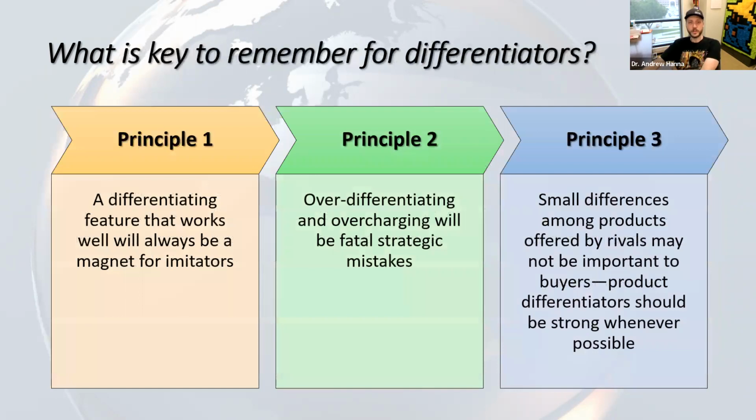So just some quick things we want to make sure that we really remember if we're going to be choosing some sort of differentiation competitive strategy approach. Our first principle to keep in mind: differentiating features that work well are always going to be a magnet for imitators, meaning that as soon as you figure out a way to differentiate yourself, you can be sure somebody else is on your heels already trying to implement that same type of uniqueness in their product attribute or service.